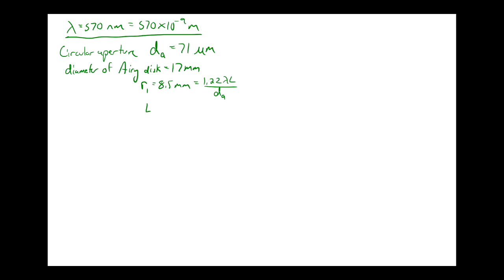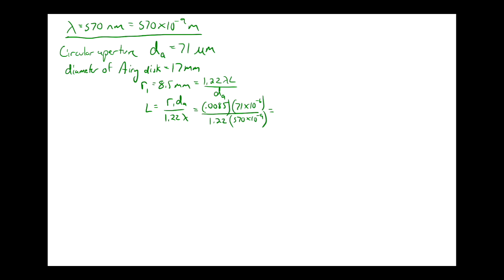So let's see. Let's solve this for L. So we're going to have R1 times D sub A over 1.22 lambda. So that's, let me write it as 0.0085 meters, the diameter is 71 times 10 to the minus 6 meters, over 1.22 times 570 times 10 to the minus 9. And hopefully we get an L that is somewhat reasonable.